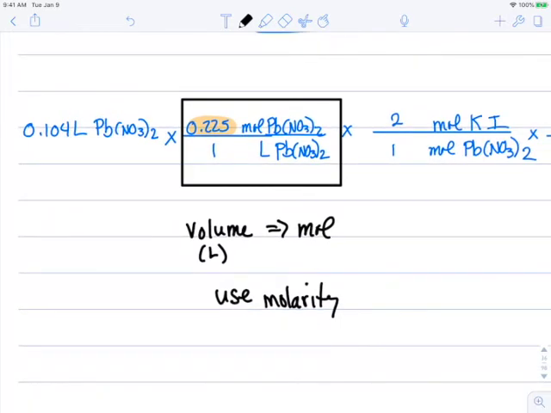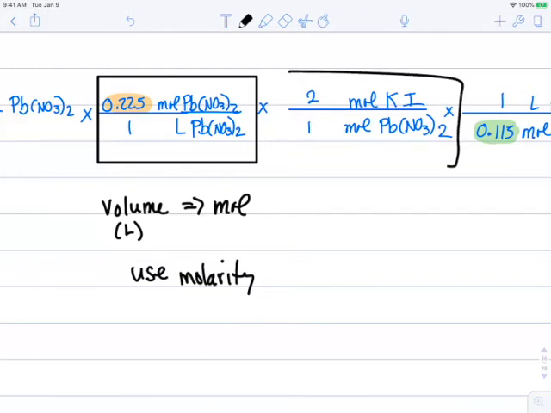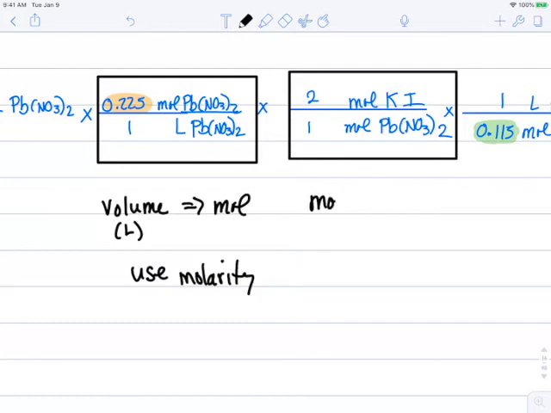Our next step is going to be the same as what you did for the gram to gram conversion. Here we have a mole to mole conversion, also called the mole ratio. That's exactly what you're doing in your gram to gram conversions. You're using the numbers from the balanced chemical equation to convert between one chemical and another.